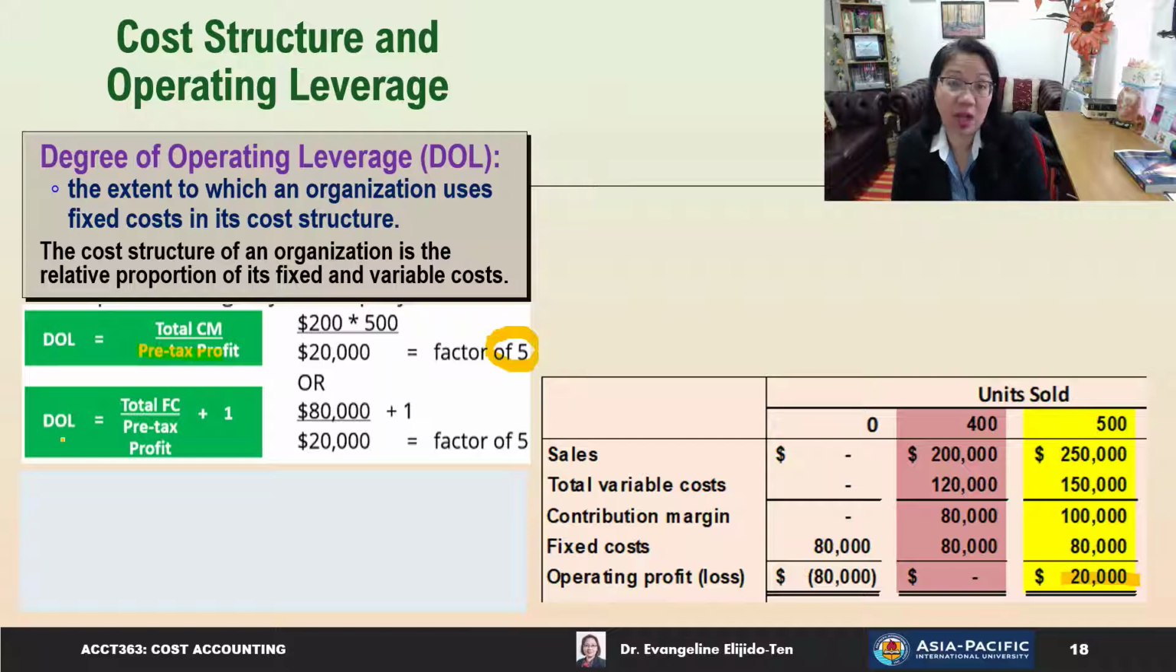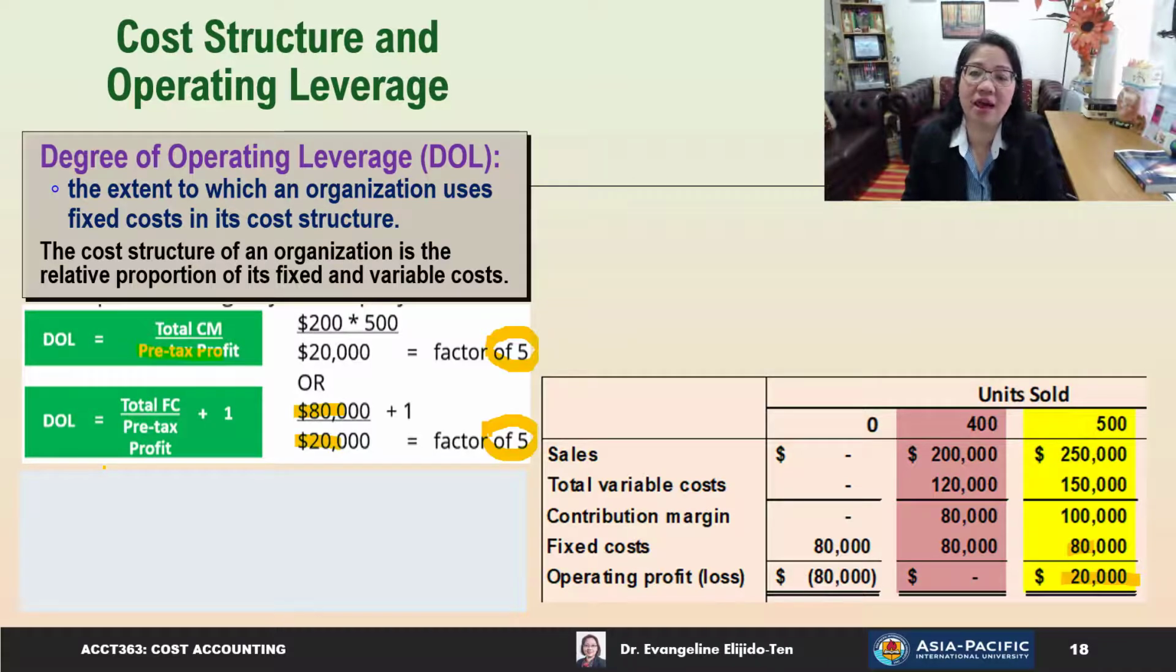There's another way of calculating your DOL. It is simply the total fixed cost divided by pre-tax profit, plus 1. So our total fixed cost is 80,000 divided by the pre-tax profit of 20,000. So that will give you 4 plus 1. So it's still the same factor of 5. So regardless of which formula you use for DOL, you'll get the same.